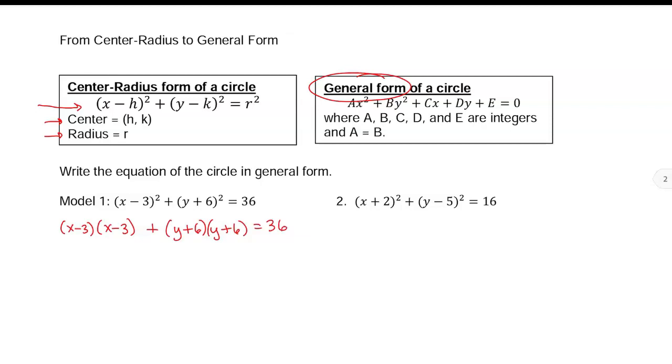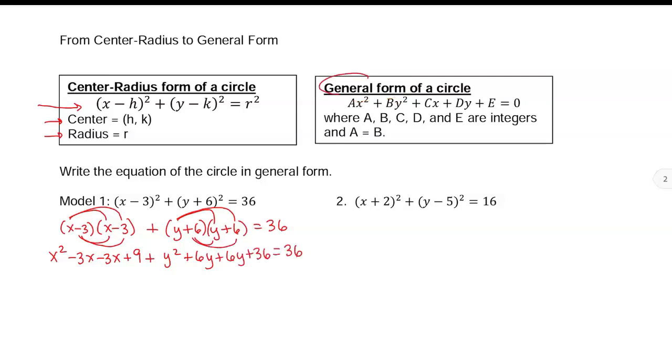So x minus 3 times x minus 3. That's x squared minus 3x minus 3x plus 9. And then the next one, y times y is y squared. Y times 6 is 6y. Another 6y. And 6 times 6 is 36.